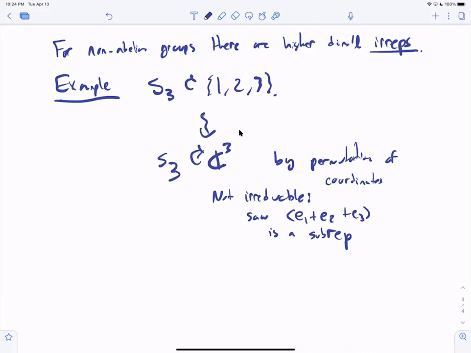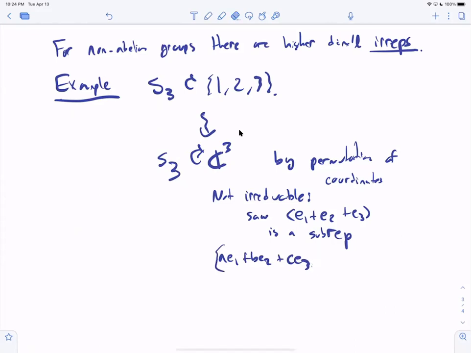It turns out the subspace actually has a complement. If I look at AE1 plus BE2 plus CE3, and take the subspace of these elements such that A plus B plus C is equal to 0, then that's definitely preserved by permuting the coordinates. And this is a two-dimensional irreducible subspace.